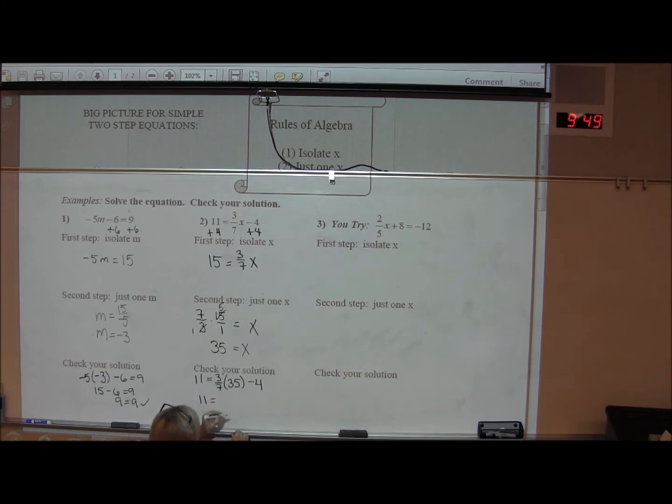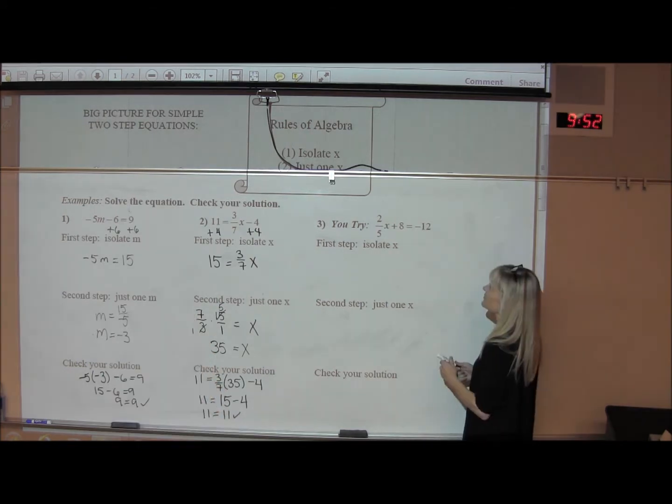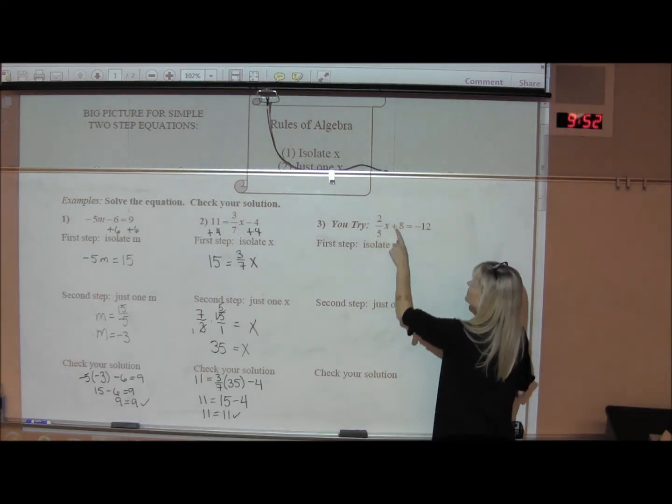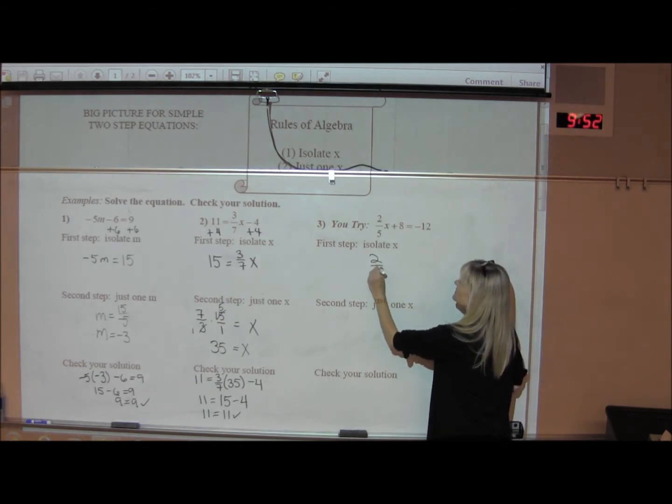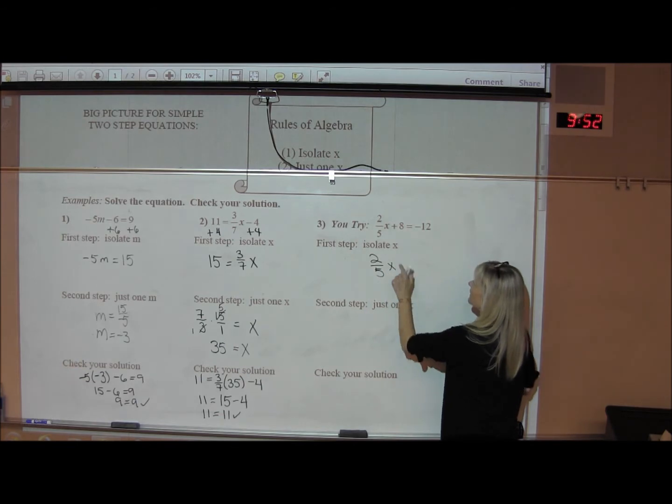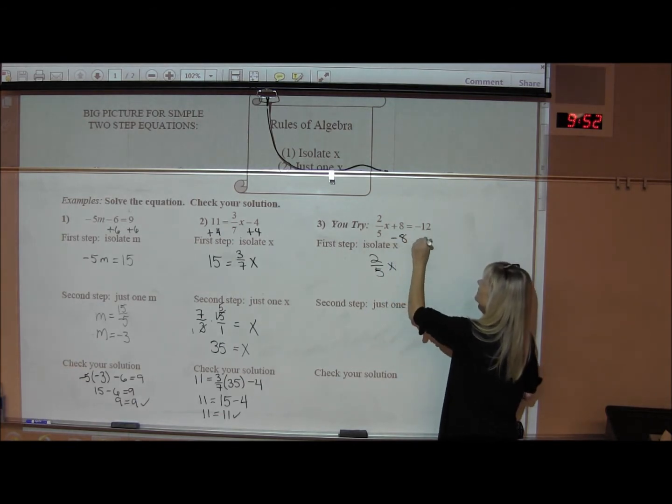So, what's 1/7 of 35? What's 35 divided by 7? 5. So 3/7 is 15, right? Okay. So then this is 11 equals 11, so it worked. So the first thing, I'm isolating my x term. So I'm going to subtract 8 from both sides. So I have 2/5 x. Okay, so I've subtracted 8 from here and 8 from here.